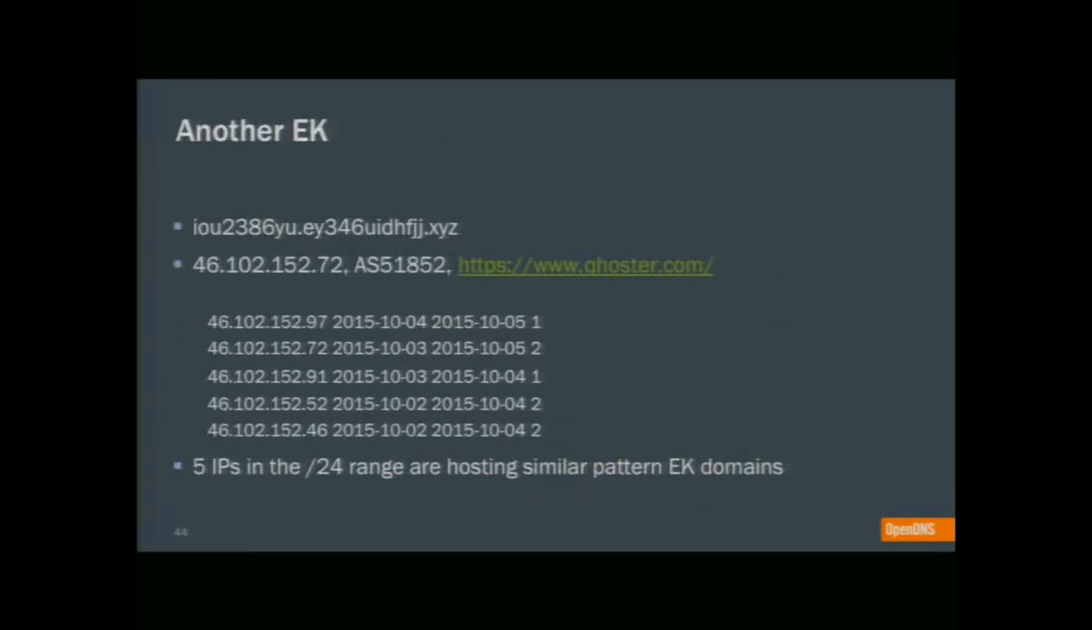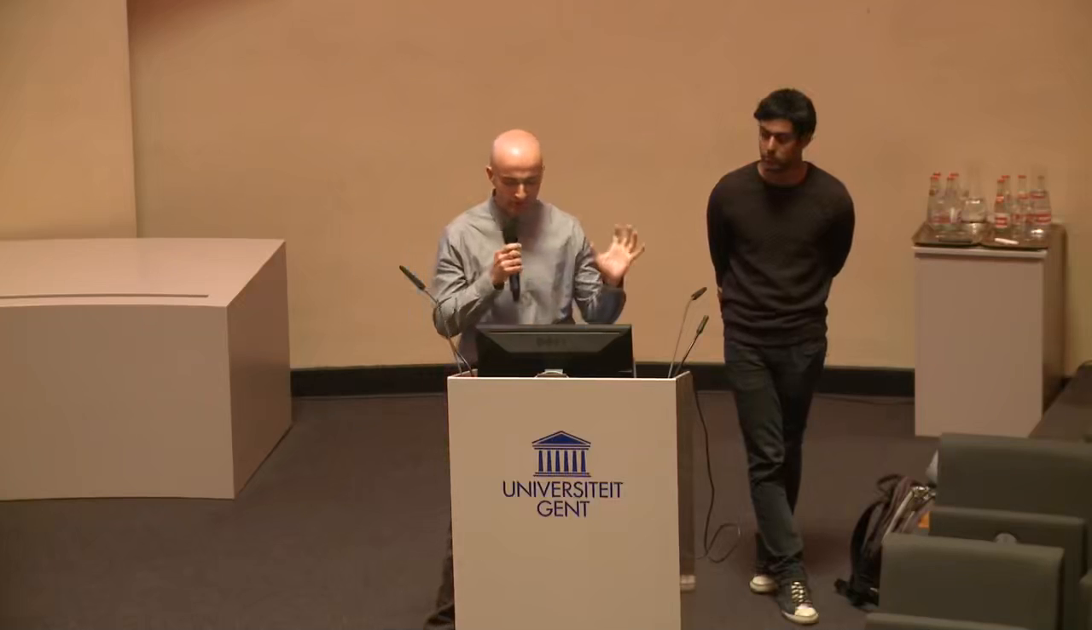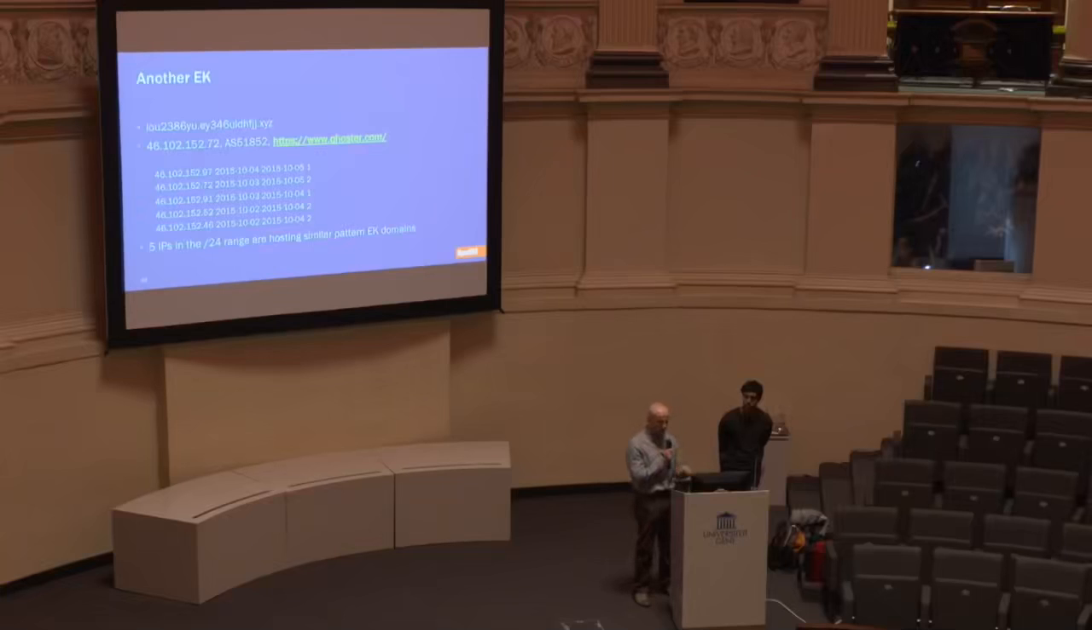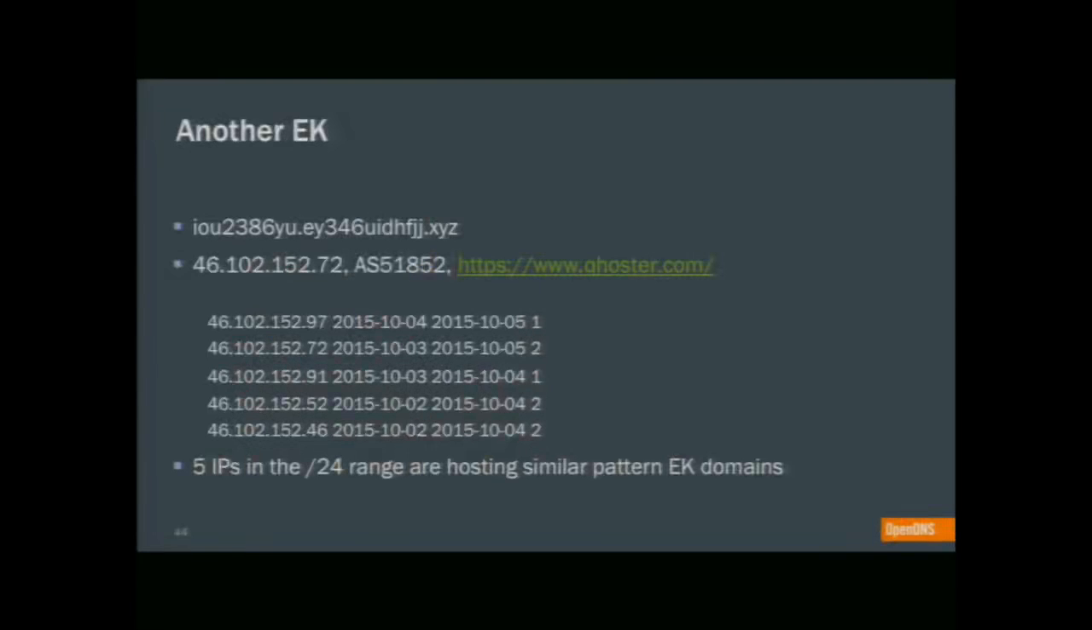Now, this is another example, another exploit kit domain, blah, blah, blah.xyz, and it resolves to this IP. So it lives on this ASN. It's actually part of QHoster. This is a hosting provider that has also been heavily abused, or maybe complicit with the criminals. Now, all of the IPs neighboring in the /24 were delivering similar exploit kit domains. And the domains on those IPs usually had less than a day of lifetime, actually a couple of hours.